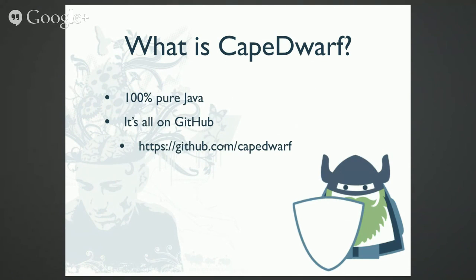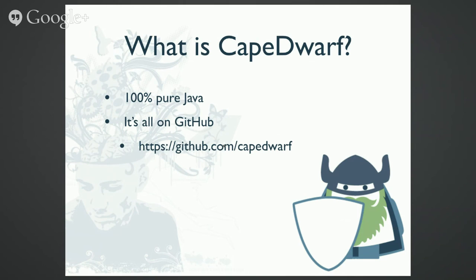It's 100% pure Java, so it's all written in Java. There's no sort of funky backend in the back or whatever. It's all in Java, and it's all on GitHub. This is the organization's link, and it's not just one repository, there are more sub repositories in that organization.